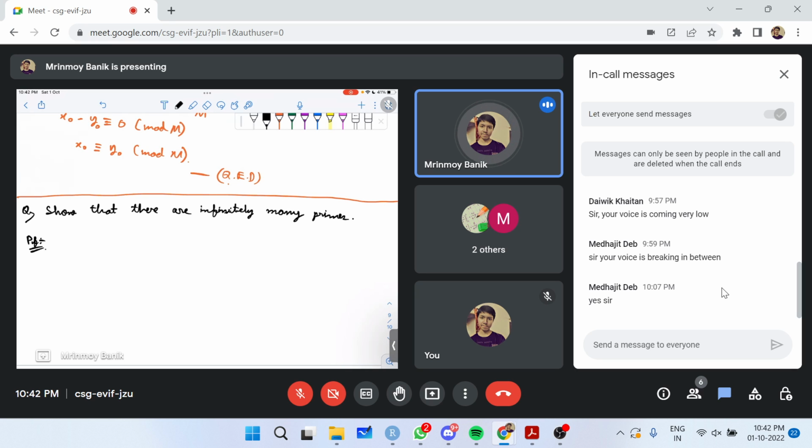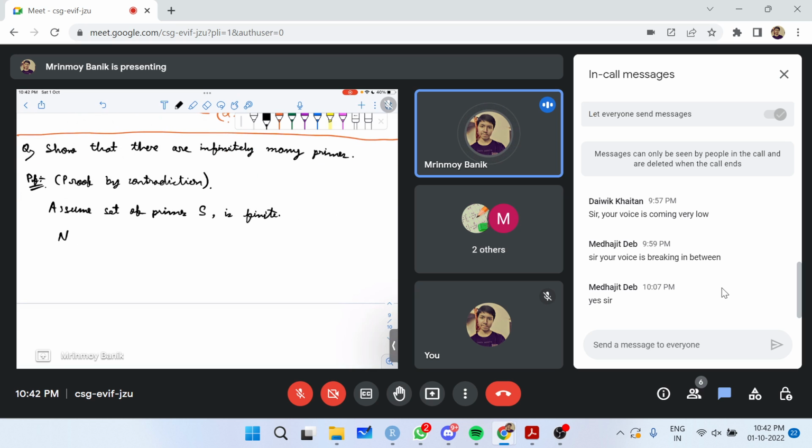The trick is, first, we use proof by contradiction. So we are using proof by contradiction. We assume the set of primes is indeed finite. The set of primes, called S, is finite.